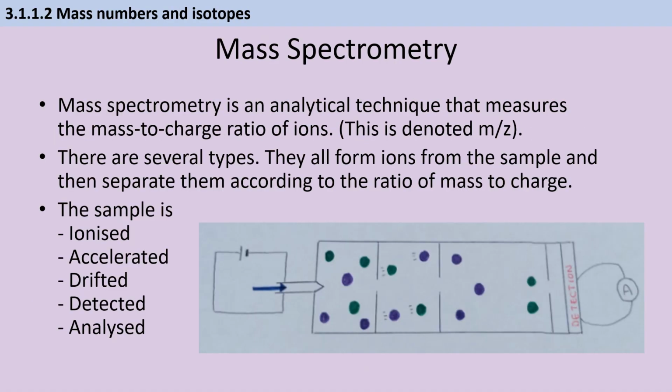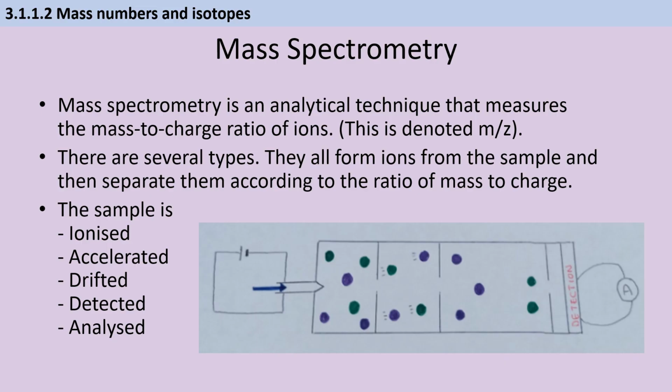To generate the abundance data that allows us to calculate relative atomic mass, we need to use mass spec. And for AQA A-level Chemistry, all you need to know about is time of flight mass spectrometry, not any of the other versions. Mass spec is an analytical technique that allows us to measure the mass to charge ratio of ions. But since the vast majority of those ions are only going to have a single positive charge, this is really basically just giving us the mass.